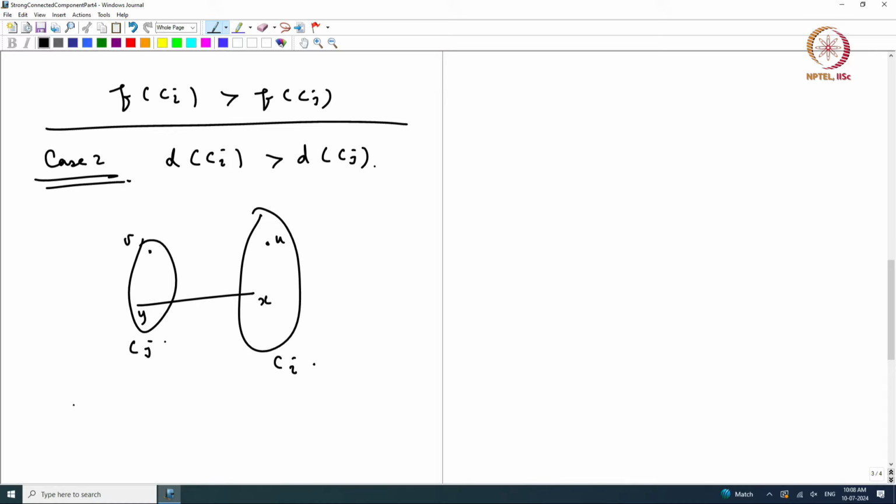In this case, we note that no vertex of Cj can reach u in Ci. If any vertex can, proof by contradiction, we have seen already.